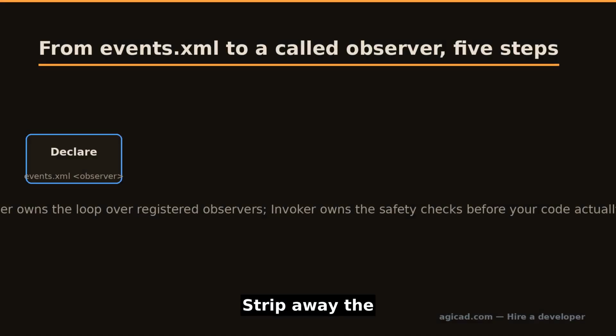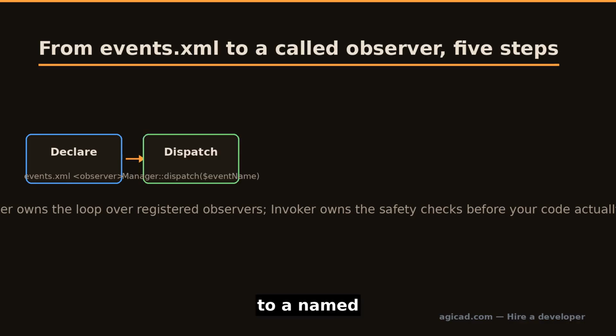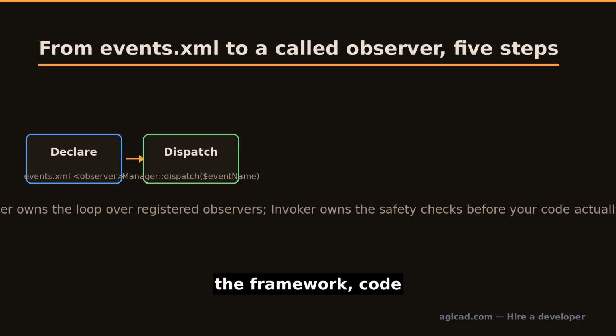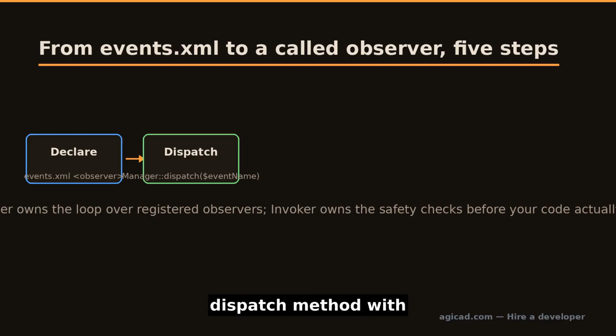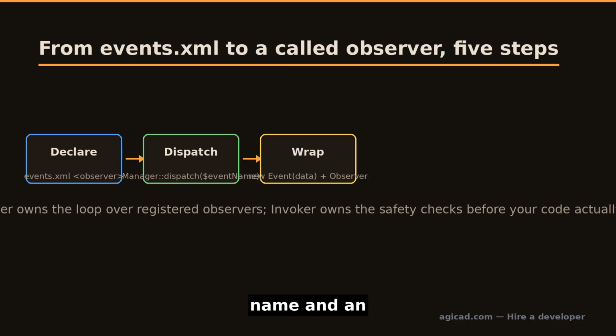Strip away the code, and the event system is 5 stages. Declare: a module's events.xml file attaches one or more observer elements to a named event, giving each a name and an instance class. Dispatch: somewhere in the framework, code calls the manager's dispatch method with that same string name and an array of data. This is the entry point, the thing that actually fires the event.